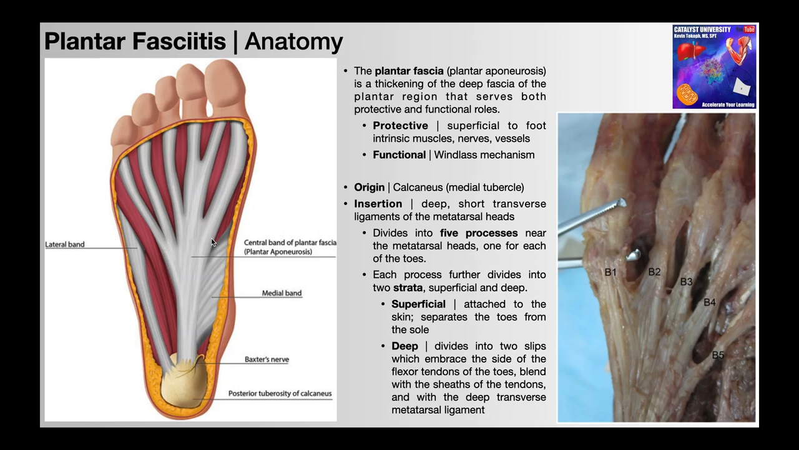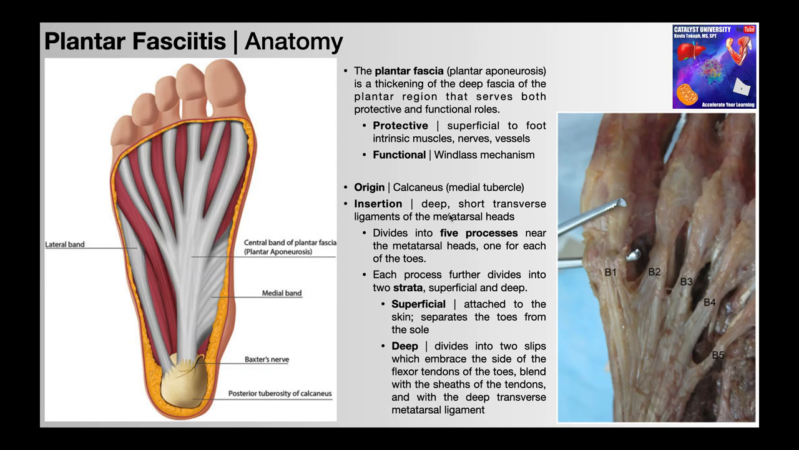And from this broadening it gives off five separate processes or branches to each of the five digits. Now there is some variation in how the branching occurs more distally, but there are five major branches, and you can see those over here in the cadaver image. Here's branch one that goes to the hallux, branch two, three, four, and five. And distally, each of these is going to insert on deep, short, transverse ligaments of each of the metatarsal heads for each of the five digits.